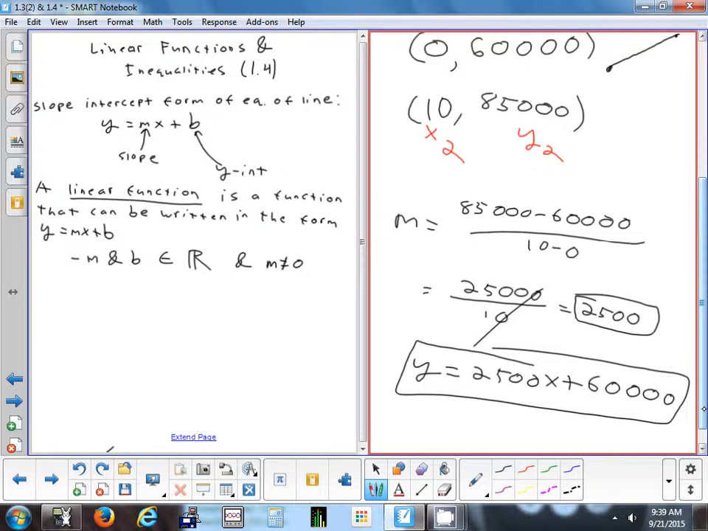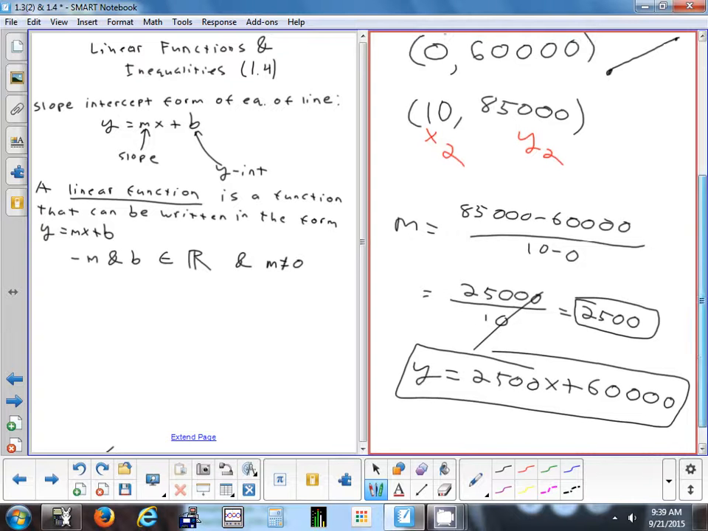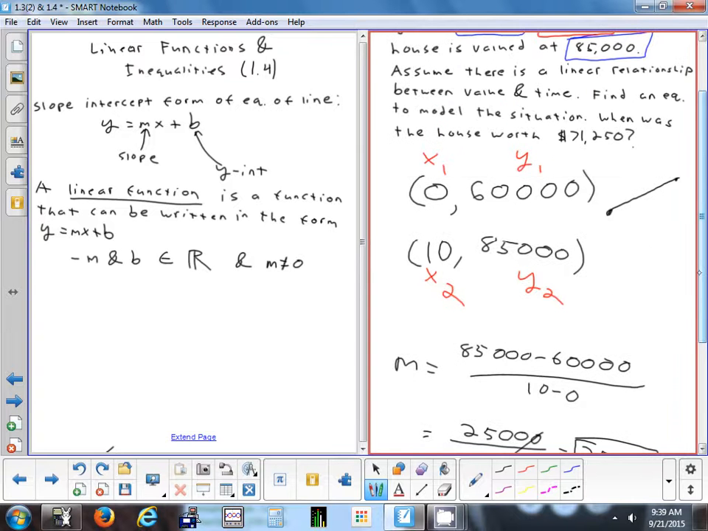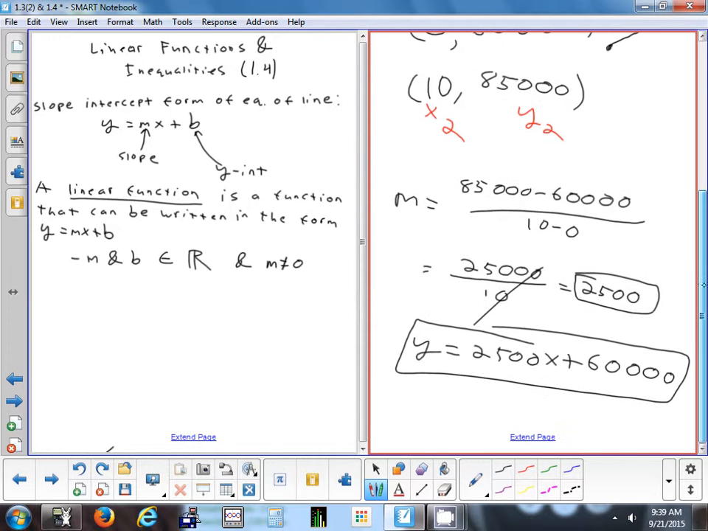Now, you could use this formula two ways. I could say, what would be the value of the house in 20 years? And you'd fill 20 in for x. Or I could say, when was the house worth $71,250? Where would you fill that in? You could fill that in for y and figure out what year the house was worth that much. So you'd either fill in for x or for y. You could use that formula.